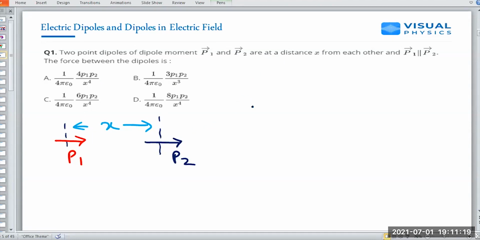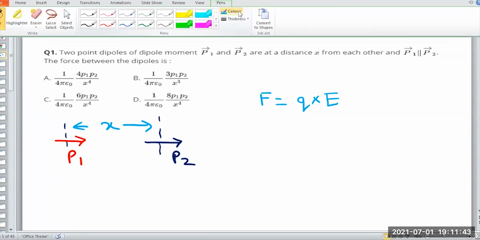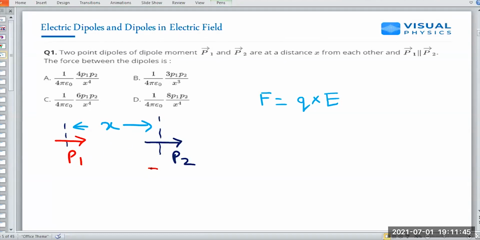So force, we already know force is what? Force is charge into electric field. Yes or no? Okay. Because suppose I'm trying to find the force on the second dipole due to the first. So at this point, there will be an electric field due to the first dipole E1, which is given as 2 into K into P1 by x cube. It is a function of x.